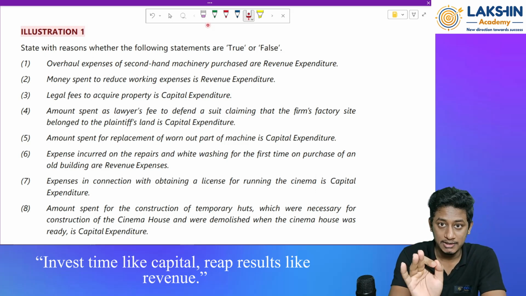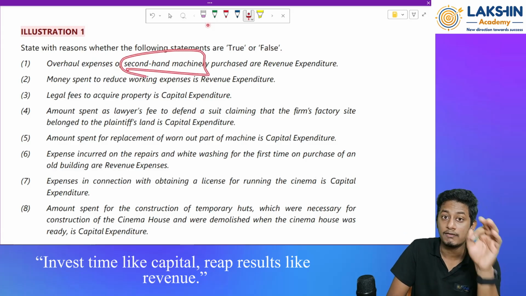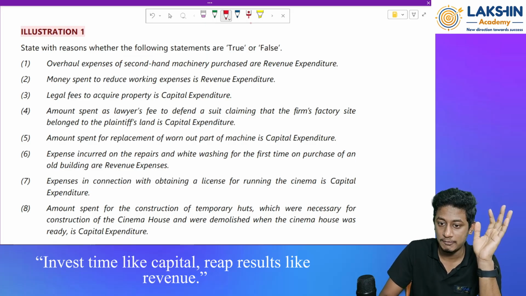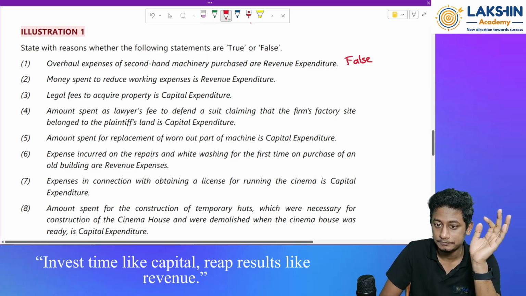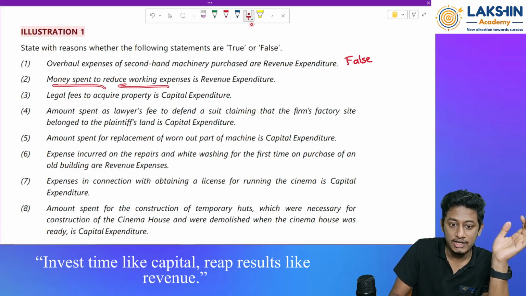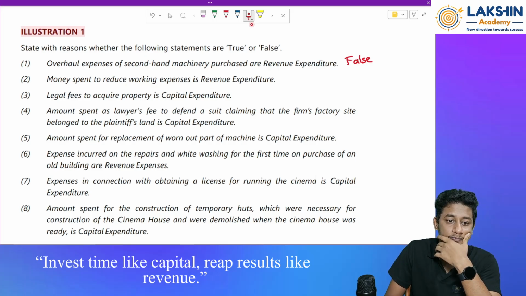Dear students, remember this. Even if the overhauling expense has been incurred on a second hand machinery, it will always be a capital expenditure. So whatever statement is given over here is false. Then, money spent to reduce the working expense is a revenue expenditure. Now tell me this. What is this?